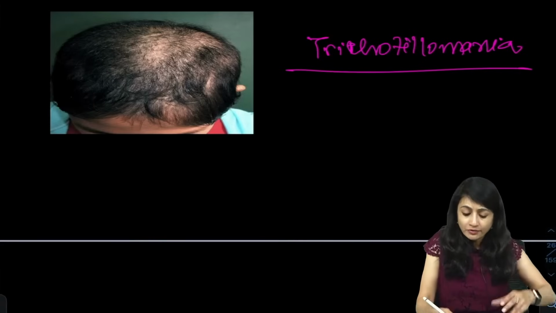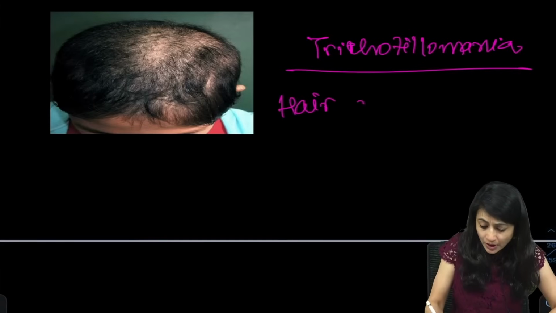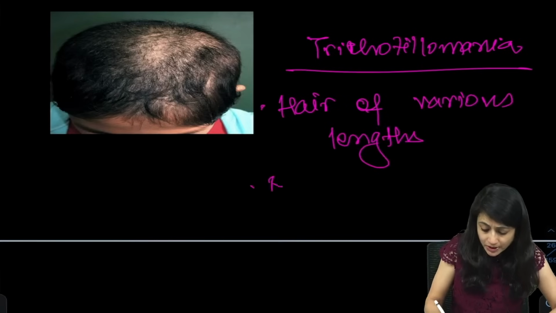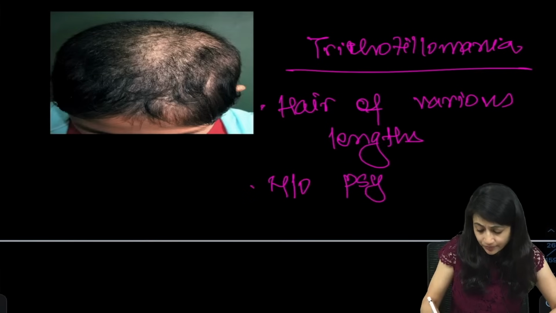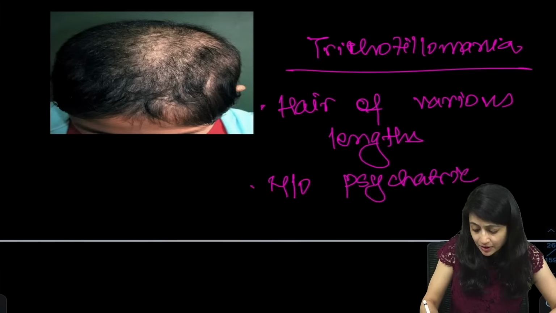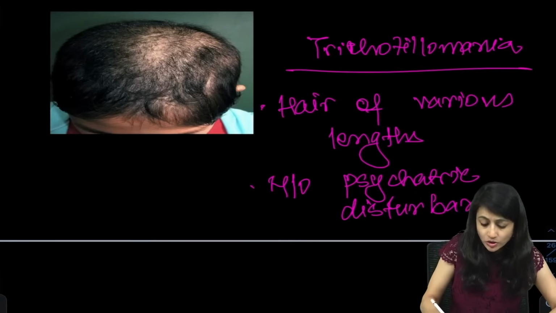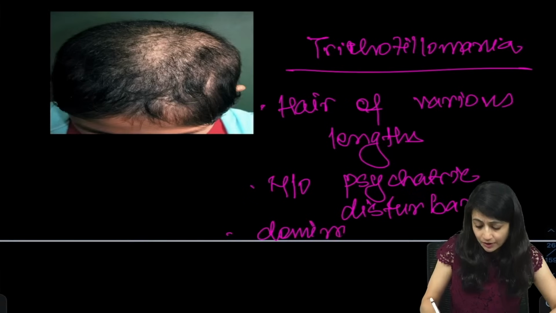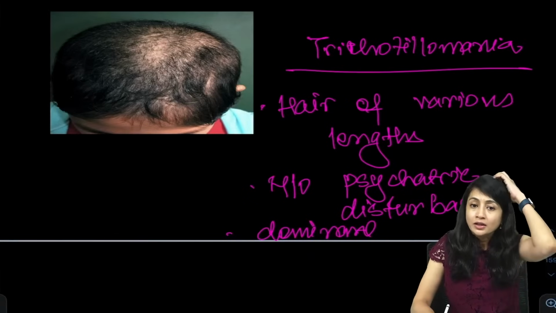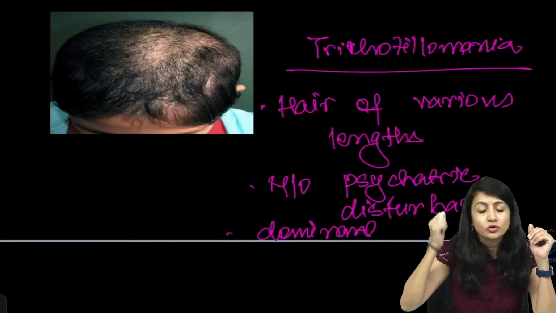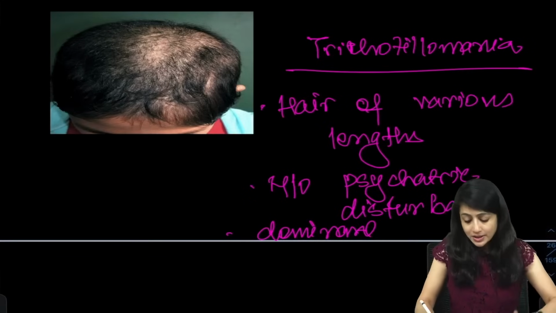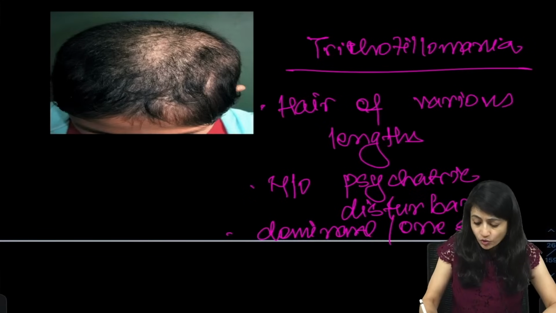So here you have, very, very importantly, hair of various lengths. And then what else can be given? A history of psychiatric disorder. History of psychiatric disturbance or disorder may be given to you in the exam. Hair loss is limited to the dominant side. Like if the patient is left-handed, you'd see it on the left hand. If right-handed, you'll see it more on the right hand. So one side of the scalp is more frequently affected.